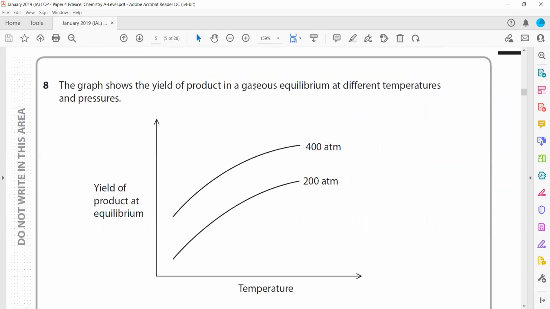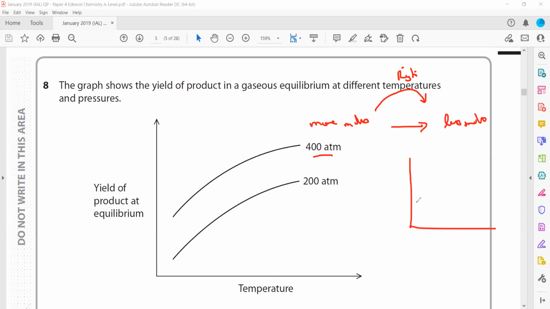The graph shows the yield of a gaseous equilibrium at different temperature and pressure. So when we increase the pressure, yield increases. It means that if the yield of product is increasing, the equilibrium has shifted towards the right-hand side. So the product side will have fewer moles and the reactant will have more moles. When we check the temperature, increasing the temperature also increases the yield.